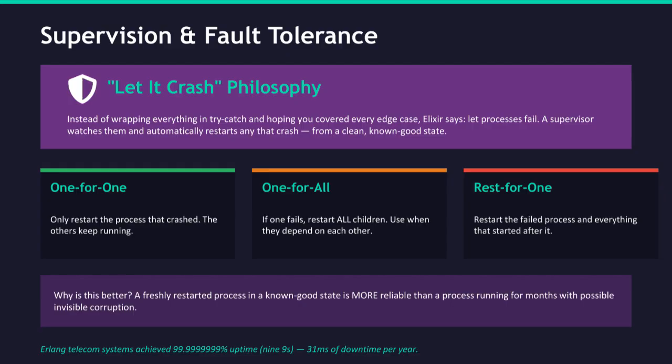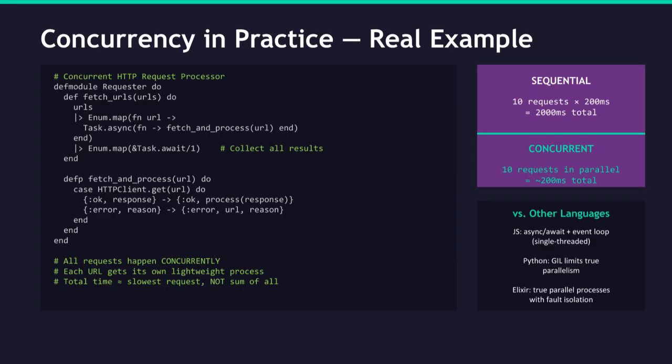The historical proof: Erlang-based telecom systems achieved 99.999999% uptime, which is 9 nines, and that works out to about 31 milliseconds of downtime per year. Let it crash isn't giving up on reliability, it's achieving it through a completely different strategy: structured recovery instead of exhaustive prevention. Let's see this in action with a real example: concurrent HTTP requests.